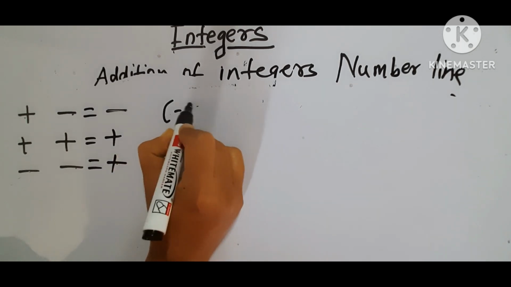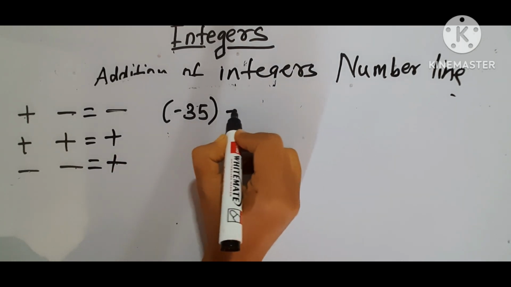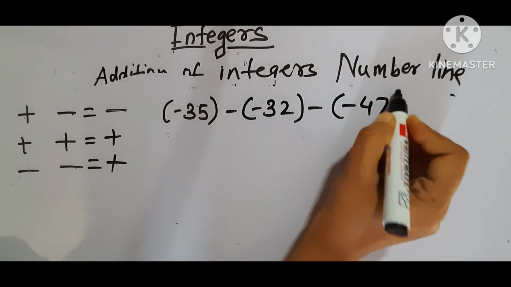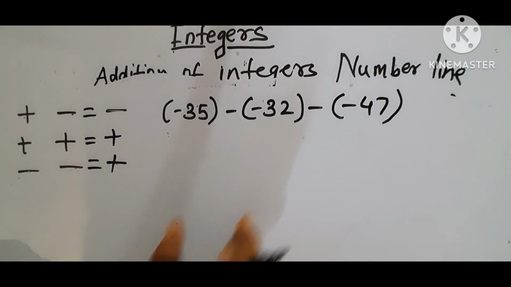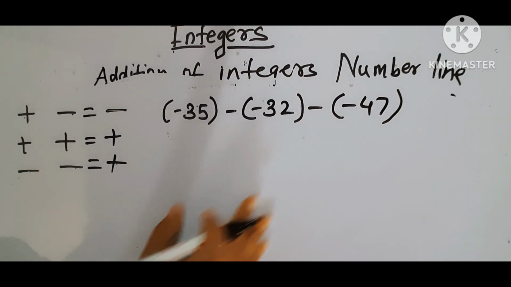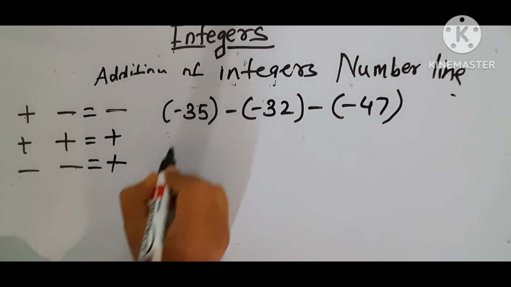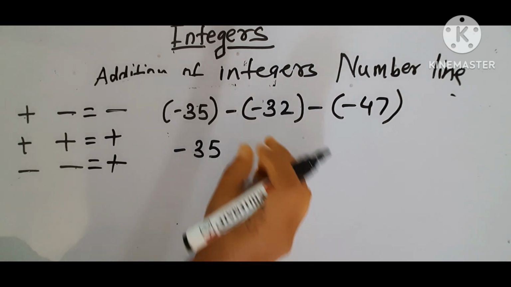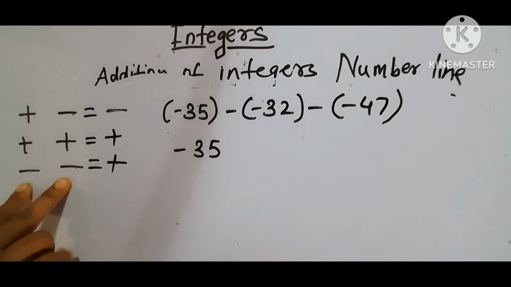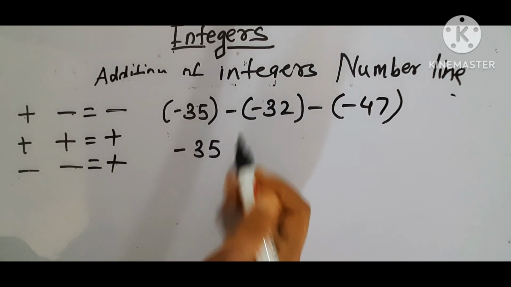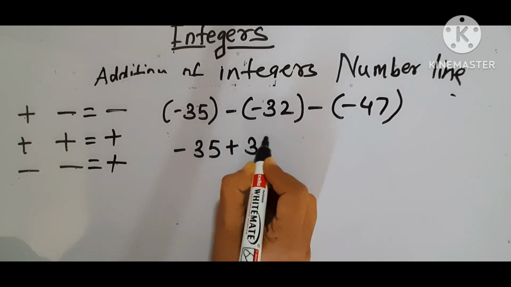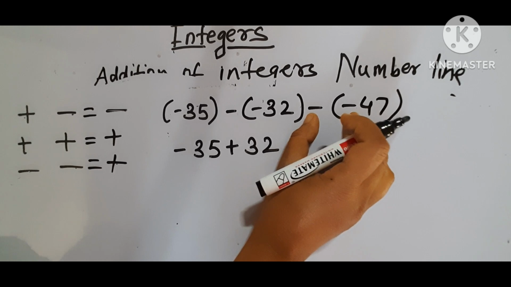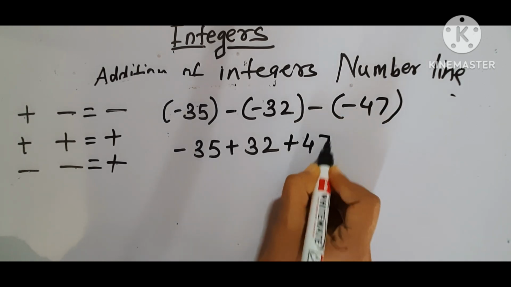Suppose we have a sum minus 35 minus minus 32 minus minus 47. Now what we'll do, we'll solve each bracket sign first. That's what we do in all our problems. So minus 35, there is nothing before it, so we'll keep it as it is, minus 35. Now minus minus, same sign, we do addition, so minus minus will change to addition, that is plus 32. Again minus minus 47, so minus minus will change to addition, and it is plus 47.